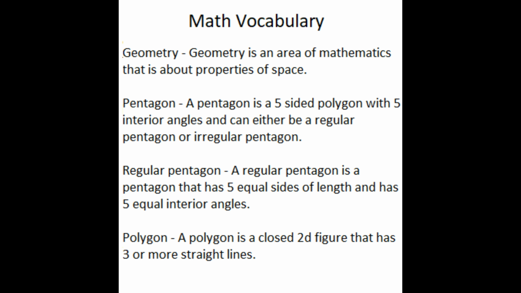Pentagon. A pentagon is a 5-sided polygon that can either be a regular pentagon or an irregular pentagon and has 5 interior angles. Regular pentagon. A regular pentagon is a pentagon that has 5 equal sides of length and 5 equal interior angles. Polygon. A polygon is a closed 2D figure that has 3 or more straight lines.